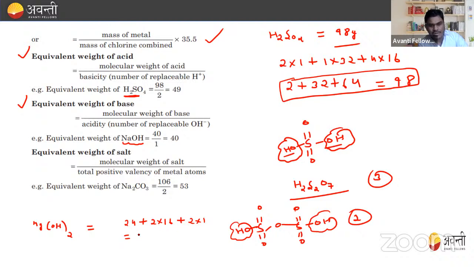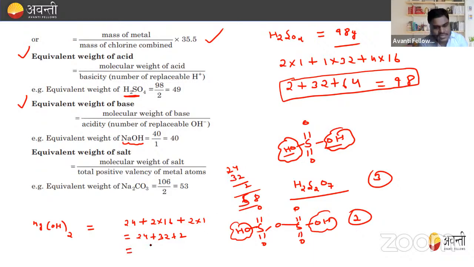That is 24, this is 32 and this is 2. So just do the sum of this: 24, 32 and 2. That is 24 plus 32 plus 2, which comes out to be 4, 6, 8, and 3, 5, that is 58.